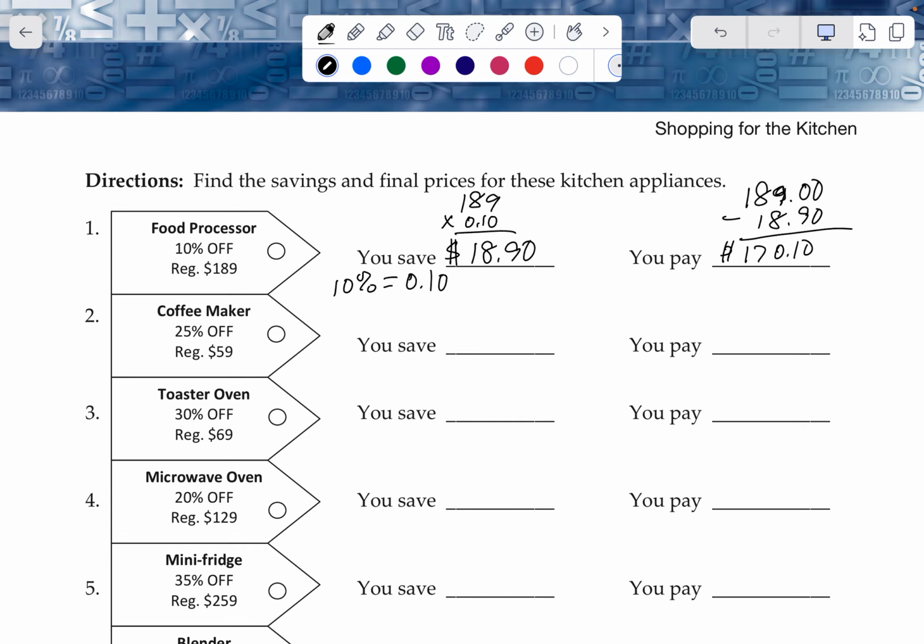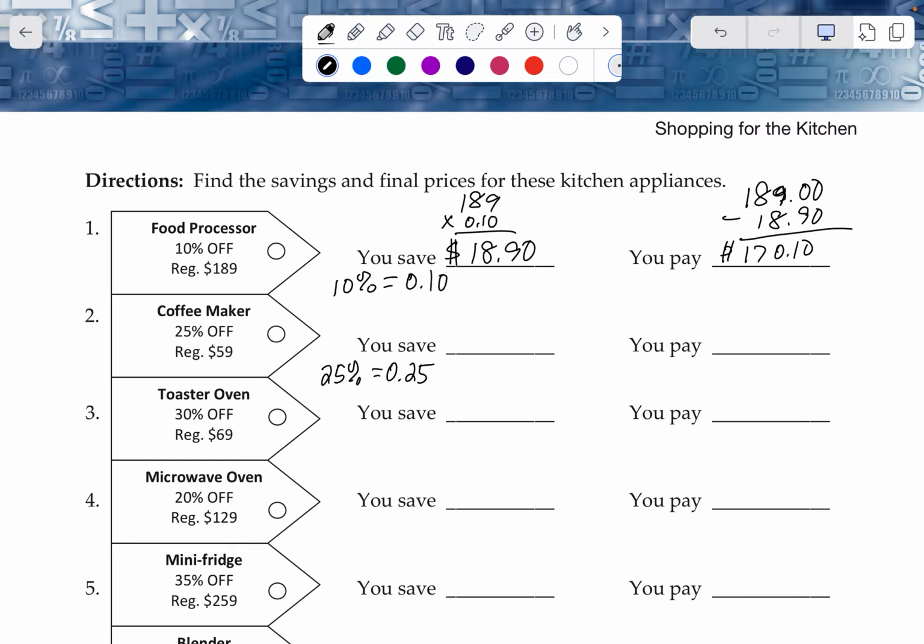Let's do one more together to make sure we're on the same page, okay? So you'll notice in number 2, we're buying a coffee maker that's 25% off. The regular price is $59. So the first thing you want to do is take that 25%. You want to divide that by 100 so that we're going to use the decimal value, 0.25.